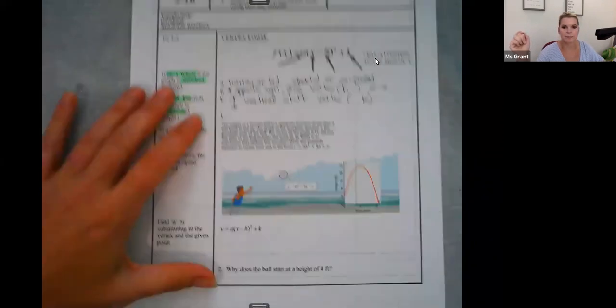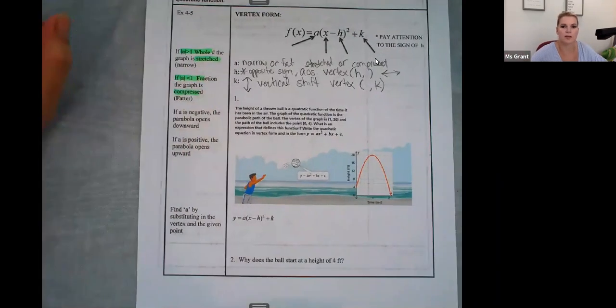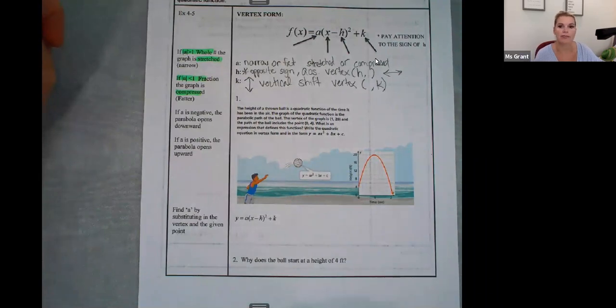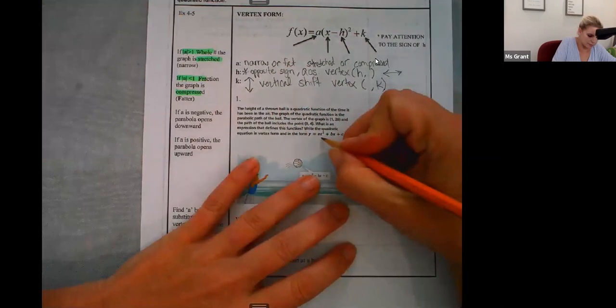All right, let's get started. The height of a thrown ball is a quadratic function of the time it has been in the air. So the two are correlated. The longer it's in the air, you could say the higher you threw it, okay? The graph of the quadratic function is the parabolic path of the ball. The vertex of this graph is (1, 20), and the path of the ball includes the point (0, 4). What is an expression that defines this function? Write the quadratic equation in vertex form and in the form y = ax² + bx + c.